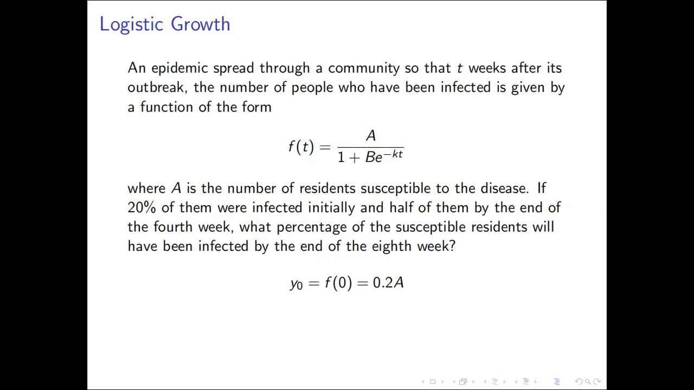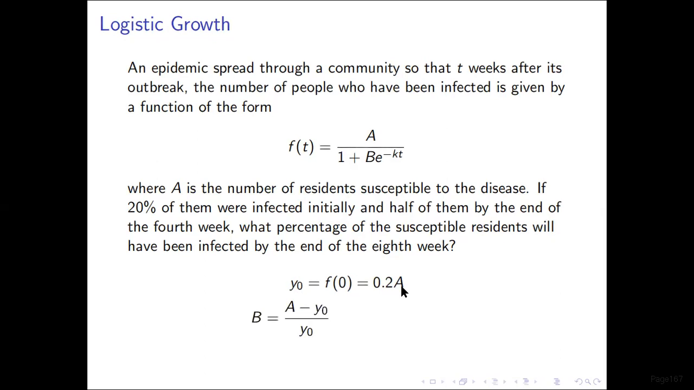So we are told that 20% were infected initially. We're not given A, but we can represent that by 20% of A, which is 0.2A. That would be our y naught, the initial condition. At time 0, the number of infected persons is 20% of A.